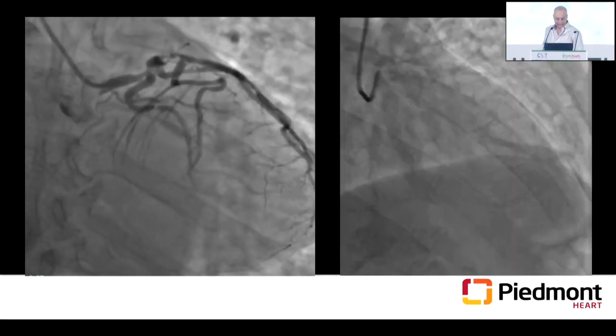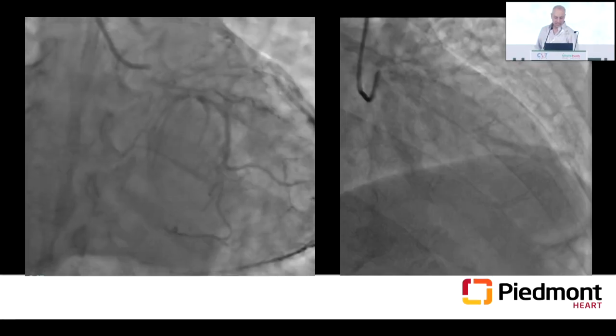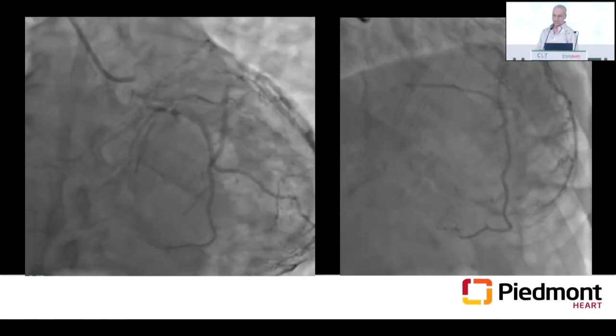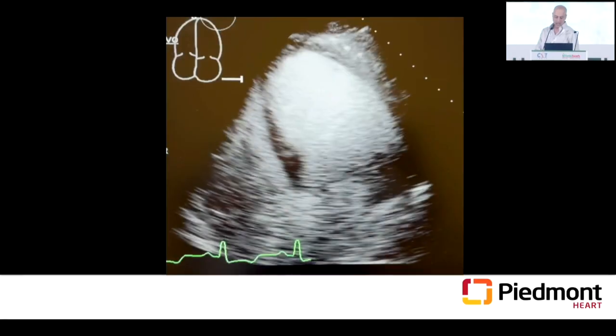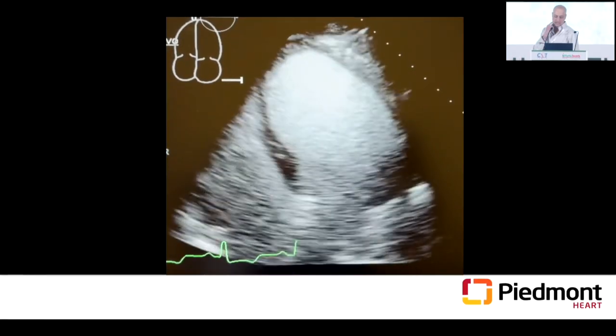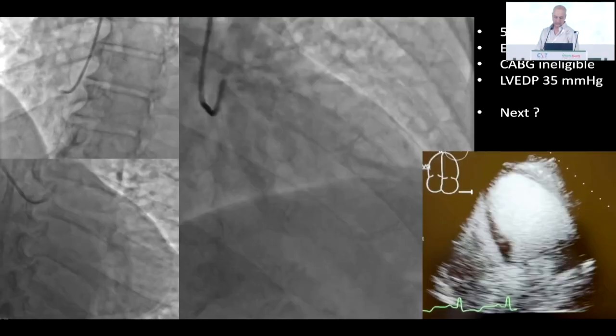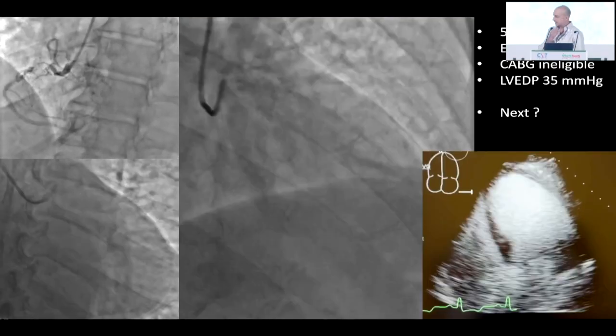And then he has some distal left main disease. There's a high-grade lesion in the circumflex and also in the proximal LAD. And then this is his LV gram with contrast, so clearly decreased LV function as well. So what do we think the next steps are here?